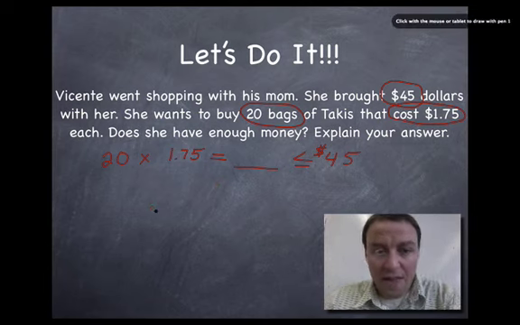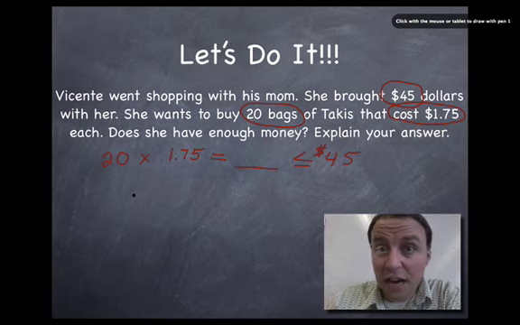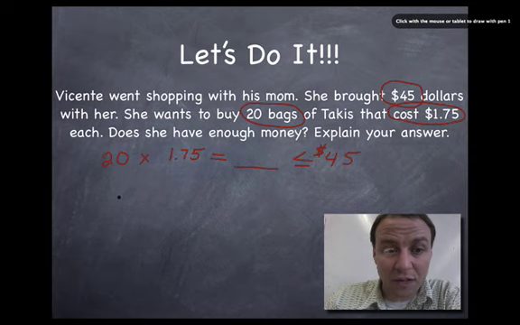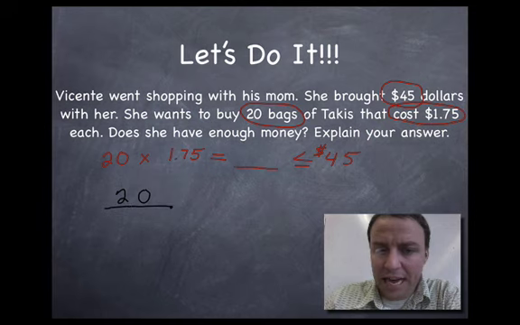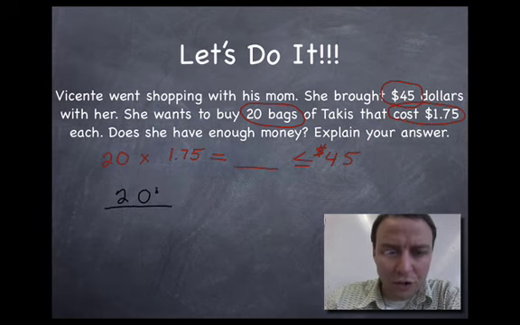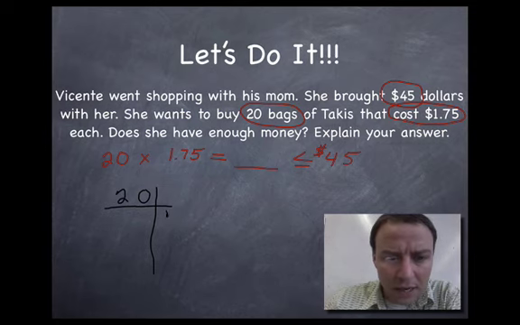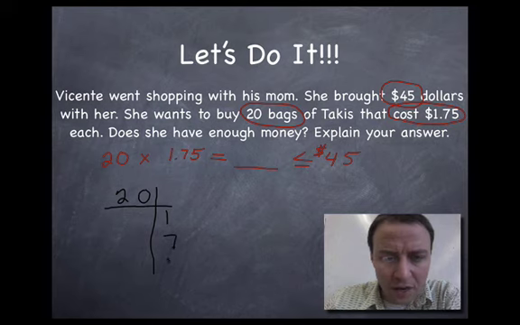We're going to multiply this just how we would if we were doing regular lattice multiplication without the decimal point. So let's build our lattice. If you don't know how to do lattice, you're going to want to check out my video on lattice. You'll be able to find it very easily on YouTube. Once you know how to do lattice multiplication, come back and finish watching this video. Okay, so we've got 20 times 175.